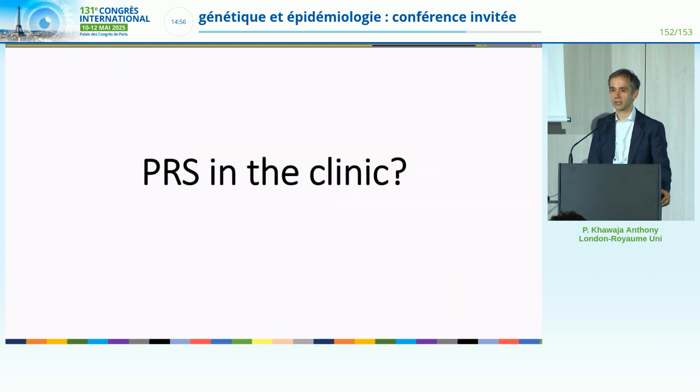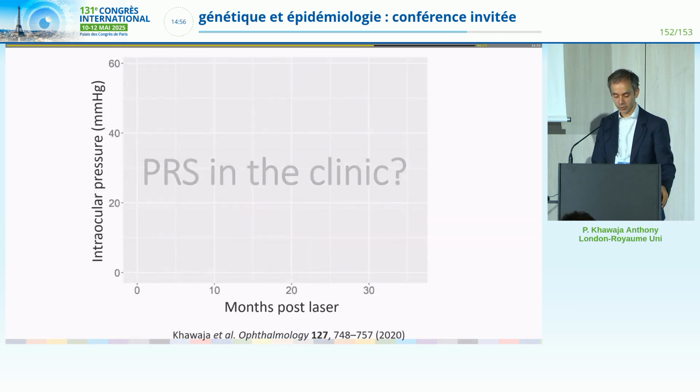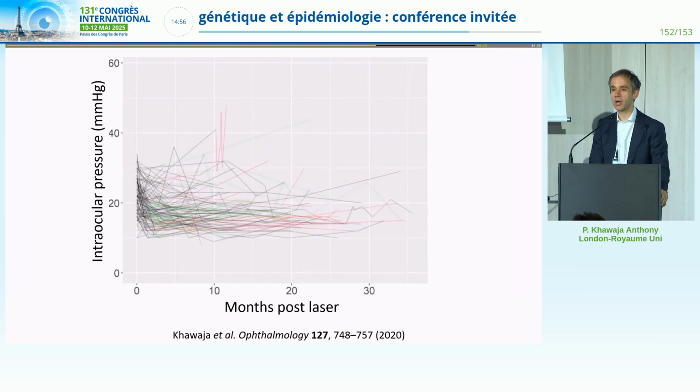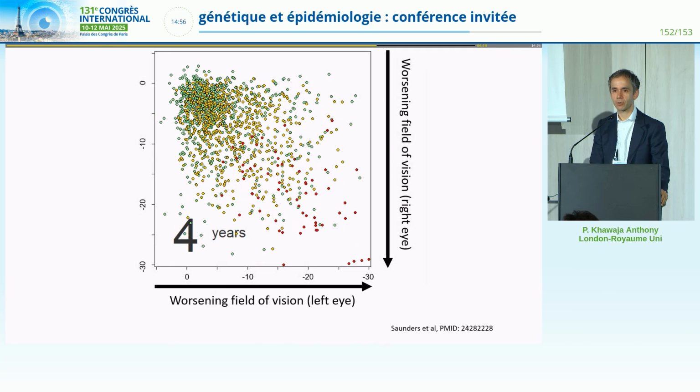What about in the clinic, though? So far I've been mainly talking about risk of developing glaucoma in the general population. But what about this? I've already shown you some early results from ARVO that we might be able to predict who will respond to SLT. But what about this problem?